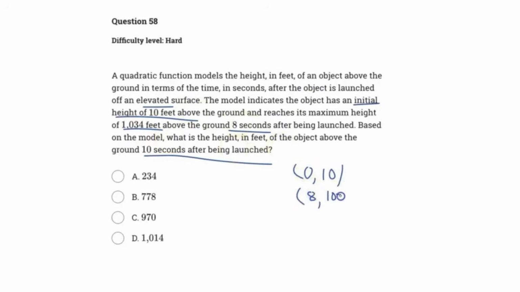It is 1,034 feet. Now the only problem with regression is that to use regression on Desmos, you need to have one extra coordinate point above your degree of the polynomial.